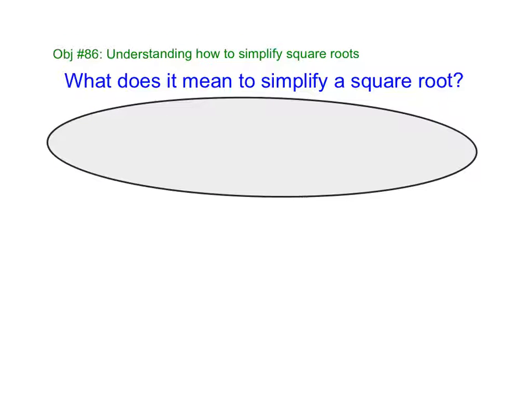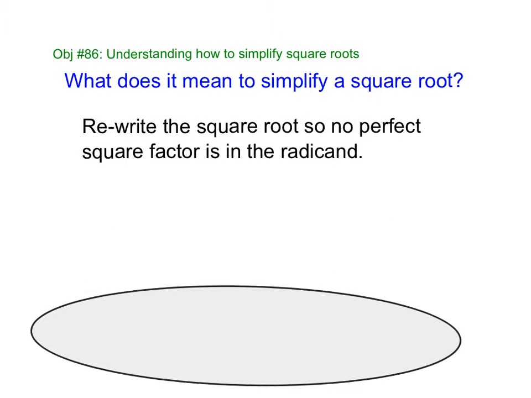What does it mean to simplify a square root? So one thing we do with square roots is we simplify them. And that means that when you have the square root, there's not any perfect square underneath it. It's kind of a weird definition. We're rewriting a square root so there's no perfect square underneath it. Like, when you simplify the square root of 4, you just get 2.